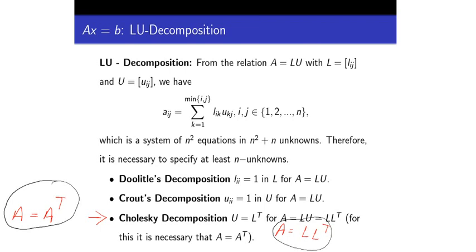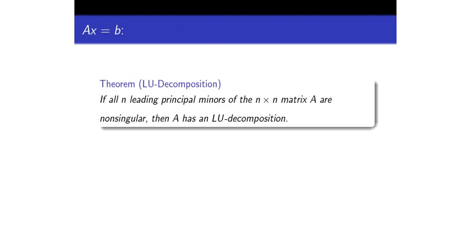What the result says is: if all n leading principal minors of an n cross n matrix A are non-singular, then A has an LU decomposition. What does it mean? Let me tell you what you mean by leading principal minors, with an example.